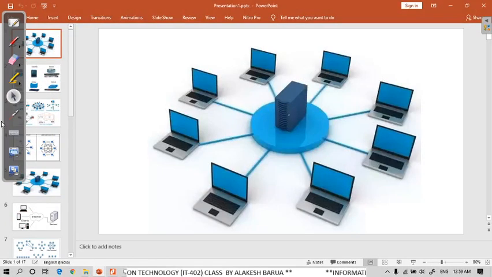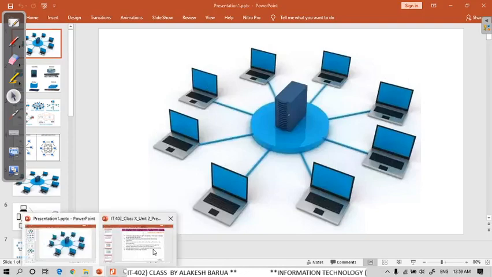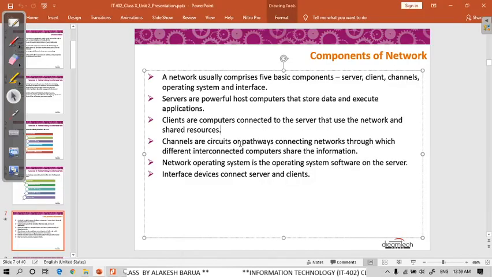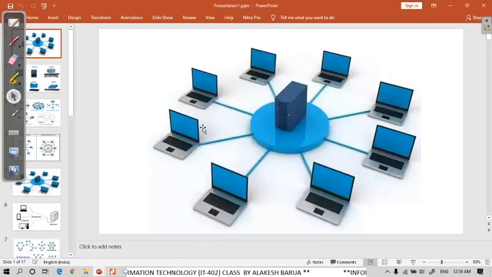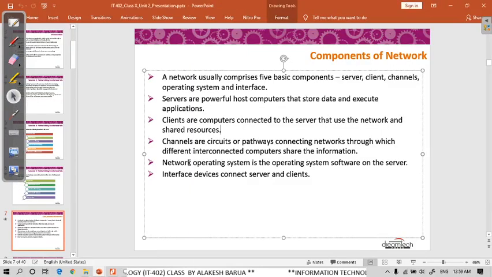Okay, so clients share resources. Channels are circuits or pathways connecting networks through which different interconnected computers share the information. Just like I told you, think of channels like the wire or the wireless medium through which computers are connected. Then the network operating system is the operating system software on the server, not only on the server, but it operates all the clients and the servers. So that is an operating system.